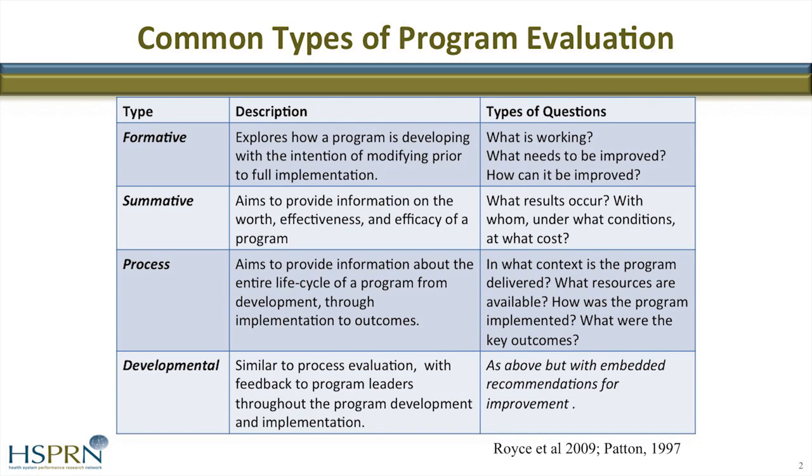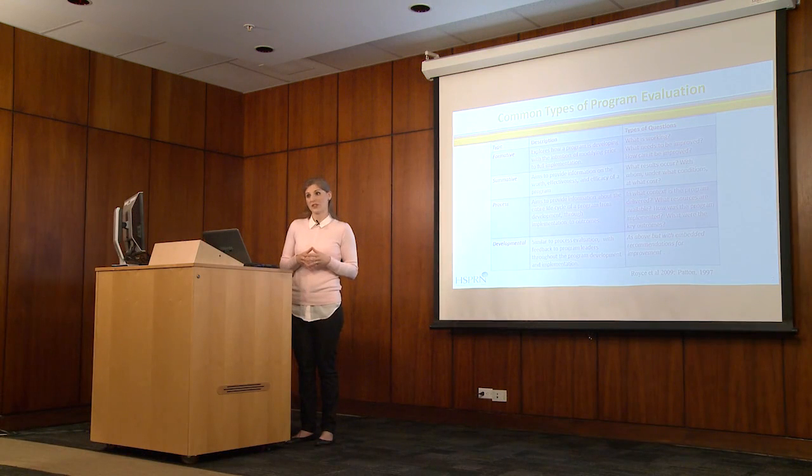A formative evaluation explores how a program is developing with the intention of modifying prior to full implementation. Now, a summative evaluation, on the other hand, will aim to provide information on the worth, effectiveness, or efficacy of a program at the end of the program's rollout. A process evaluation, on the other hand, will be interested in the program through its entire life cycle, from the early ideas to the implementation to its outcomes.